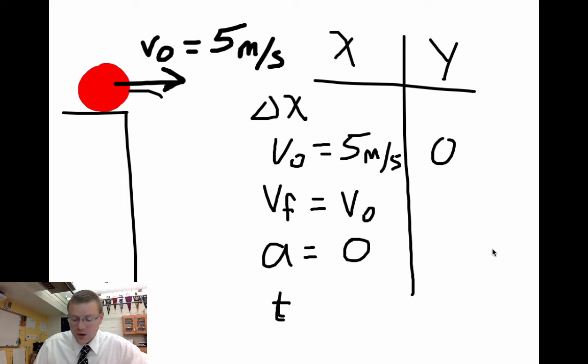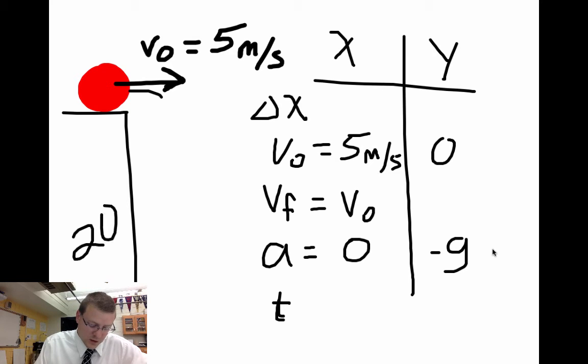Over here in the y direction, we don't know how fast it's moving right before it hits the ground, but we do know it's accelerating towards the ground at negative g. Right off the bat, out of the 10 variables I'm looking for, I already know 5 of them. And usually the problem will tell you how tall this cliff is, so if we said this cliff was 20 meters tall, you now know a displacement of negative 20 meters downwards.